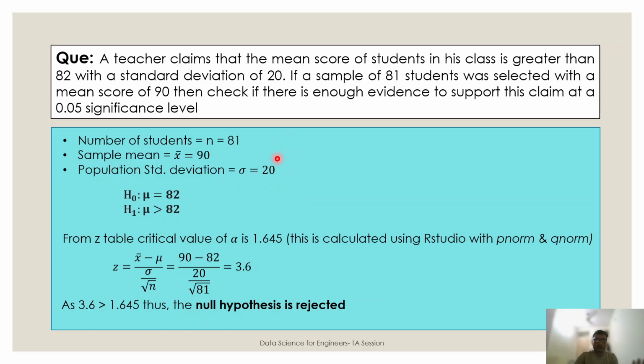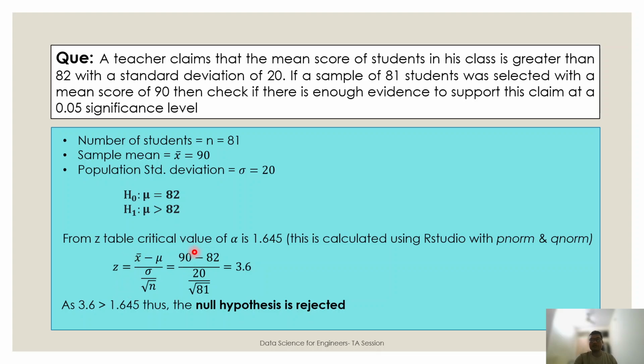Since the standard deviation is given, we are utilizing the formula where we use the z table. From the Z table, here is the kind of hypothesis we build. Generally, we want to reject the null hypothesis. Here the claim is greater than 82, so I made it equal to 82, and we want to reject this hypothesis. It should be greater than 82. That's my alternative hypothesis. So this is the formula.